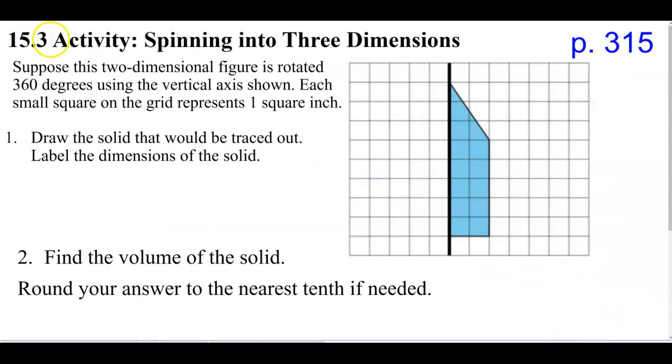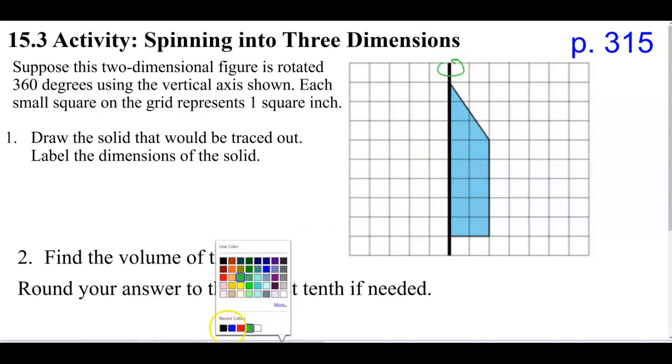All right, 5.3. Suppose this two-dimensional figure is rotated 360 degrees using the vertical axis shown. Each small square in the grid represents 1 square inch. Draw the solid that would be traced out and label the dimensions if we rotated around the vertical axis.